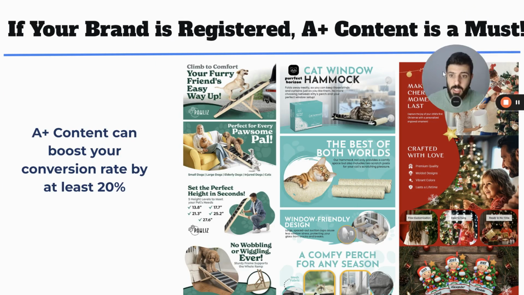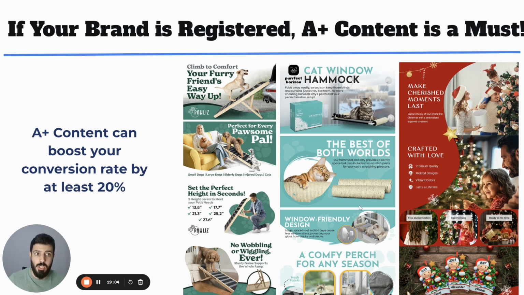If your brand is registered on Amazon's brand registry, I've mentioned this before, you can add the enhanced brand content, which is also called the A plus content. This A plus content takes way more real estate on your Amazon product listing, and it can boost the conversion rate by up to or at least 20%. So it's huge. That's why I always recommend to have one. And these are some of the examples that we did and the layouts that we follow.